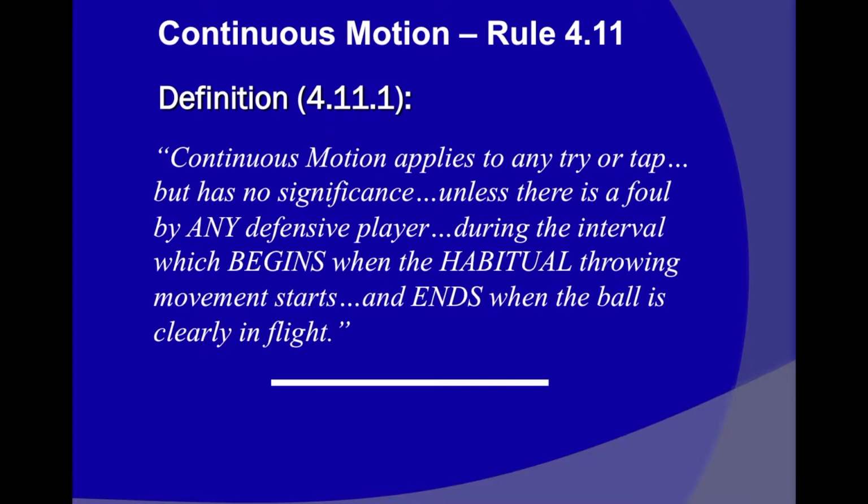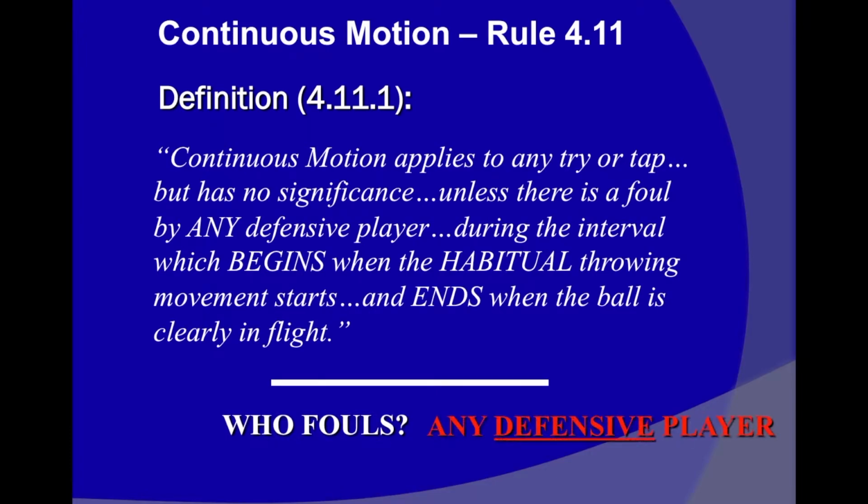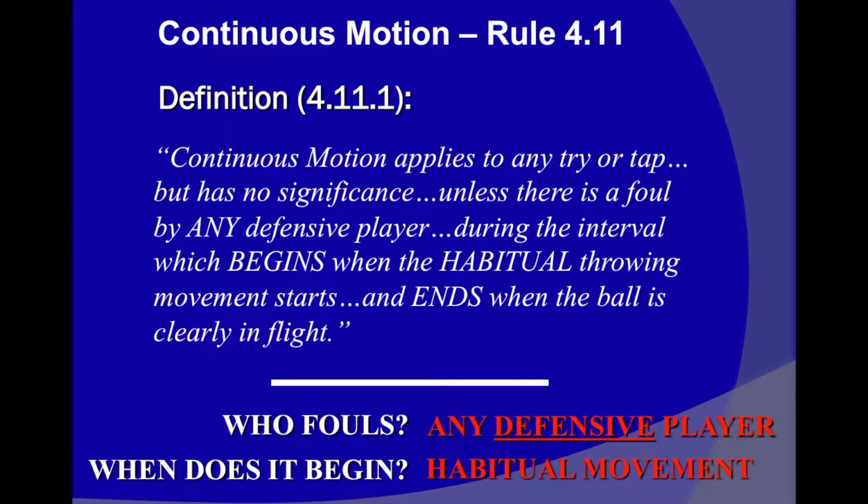So what is a continuous motion foul? It is a foul that is committed by the defense after the offensive player has begun the act of shooting. It can be any defensive player. It doesn't have to be a foul committed against the shooter itself. And when does it begin? It begins as soon as the offensive player starts the motion that results in the release of the try.